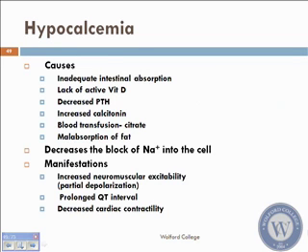Hypocalcemia causes are inadequate intestinal absorption, lack of active forms of vitamin D, decreased levels of parathyroid hormone, so that's a part of the cascade, and increased calcitonin levels. If you transfuse with citrate, it also induces hypocalcemia, which is the most common cause intraoperatively. And also, you can see hypocalcemia with malabsorption of fat. It leads to a decrease in the block of sodium into the cell, and the manifestations you get are an increase in neuromuscular excitability, prolonged QT interval, and a decrease in contractility, as well as a decrease in systemic vascular tone. So these people can become hypotensive very, very severely.